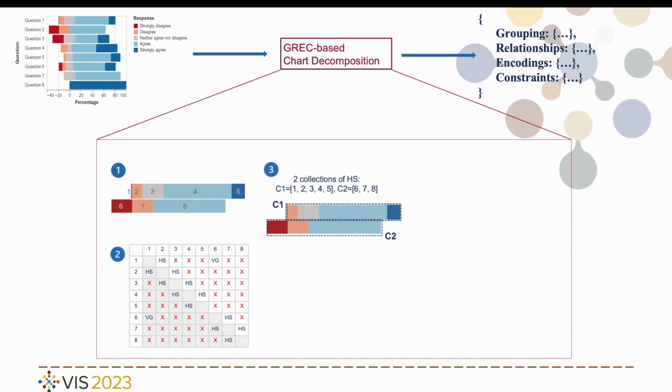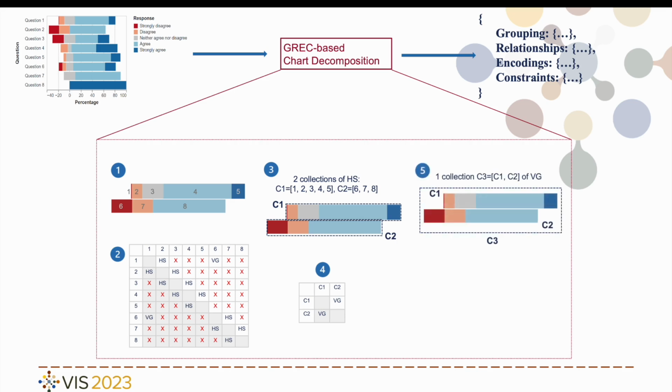Then, we extract the common relationship, which is horizontal stack that happens to each rectangle, and merge the rectangles based on this relationship into two groups, C1 and C2. The algorithm continues to construct the distance matrix for the two groups, then extracts the vertical grid layout and merges the two groups into one, which is the final collection, whose grouping and relationship hierarchy is shown by this node link tree.